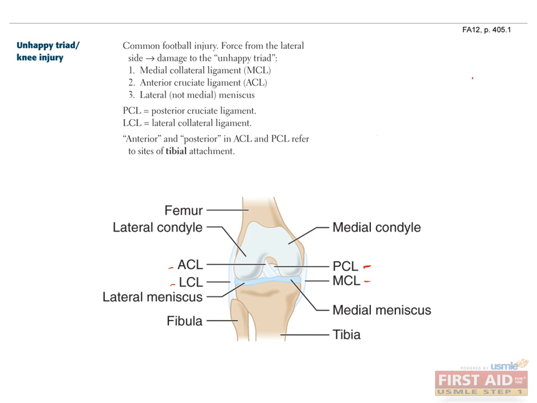I keep this all straight by remembering that an unhappy triad injury makes you lame. L, A, M, and then the E doesn't count for anything. L for lateral meniscus, A for ACL, and M for MCL.